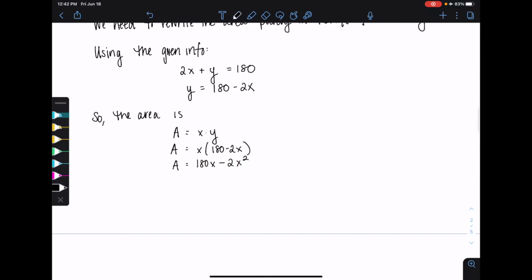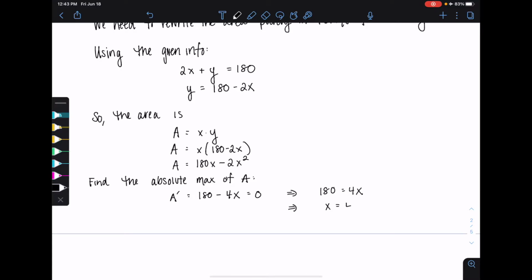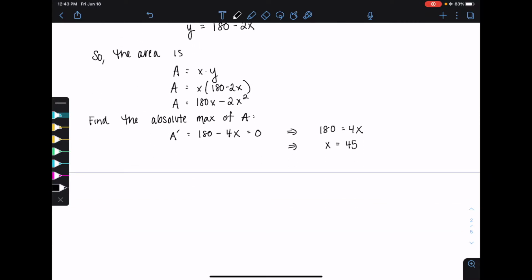So we want to find the absolute max of A. That requires us taking a derivative, which would be 180 minus 4x. We set that equal to 0, and this is 180 is equal to 4x. Dividing by 4 gives us x is equal to 45. Okay. So I have a single critical number. It's likely going to be an absolute maximum, but we do want to check that's the case.